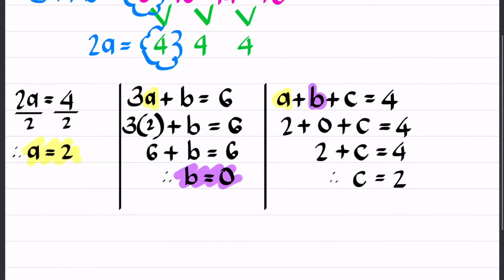Now I can substitute this into my formula. My general term is Tn equals an squared plus bn plus c. So a is 2, so 2n squared plus bn; b is 0, so I'm just going to leave it out, plus c, which is plus 2.